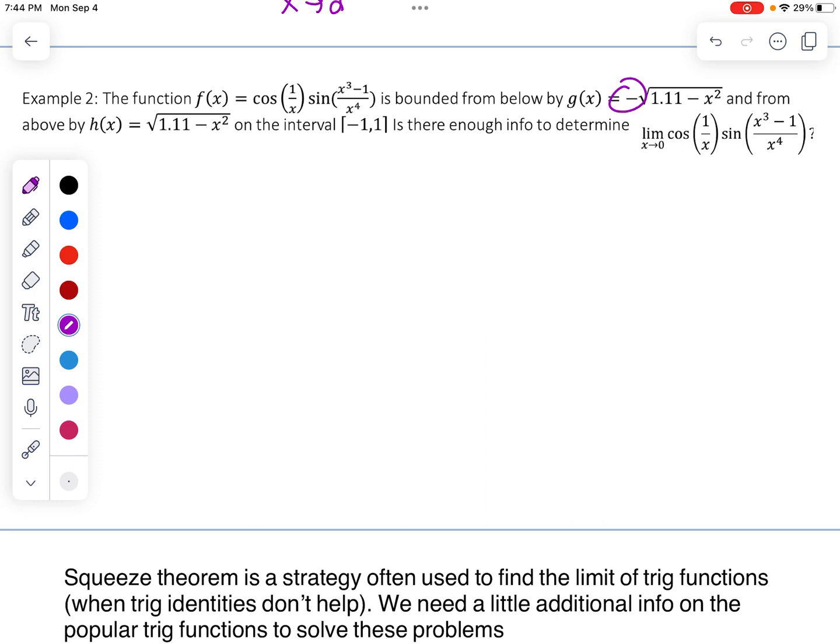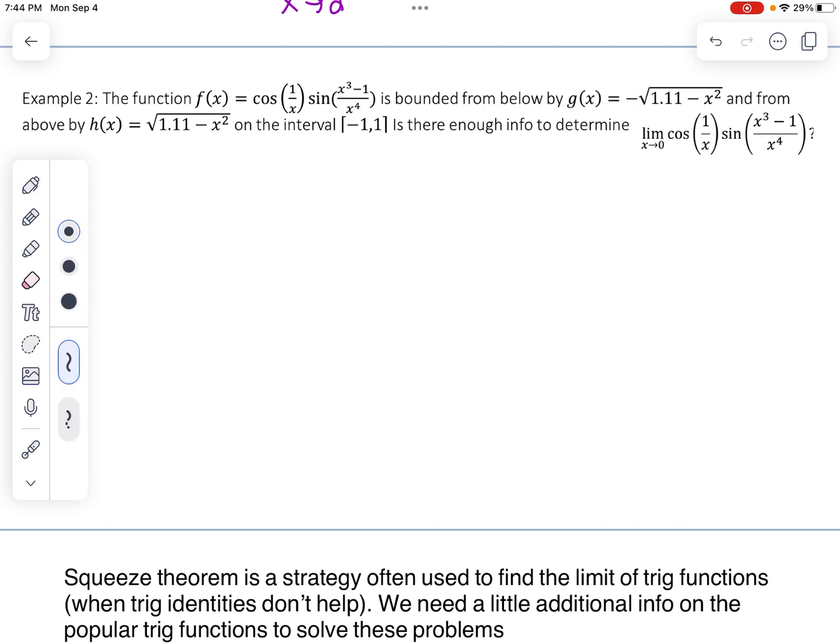So that looks really overwhelming, but let's just first think to use maybe the squeeze theorem. And so anytime it gives you more than one function like this and it asks you to find the limit of one of the three, that's kind of a good indication to use the squeeze theorem.